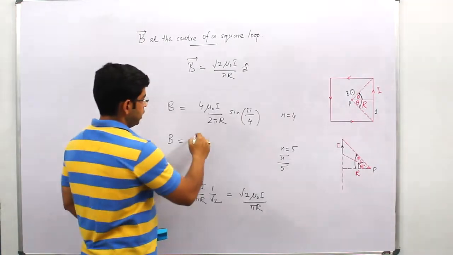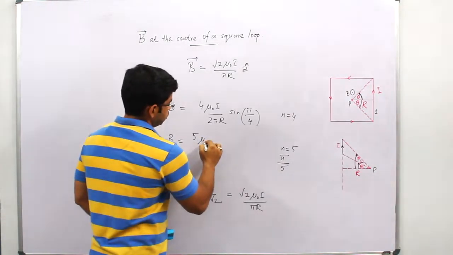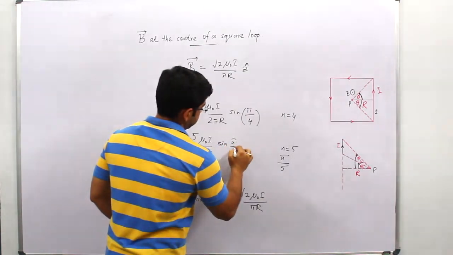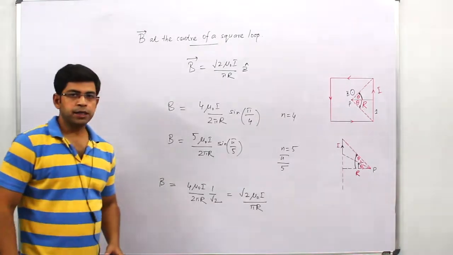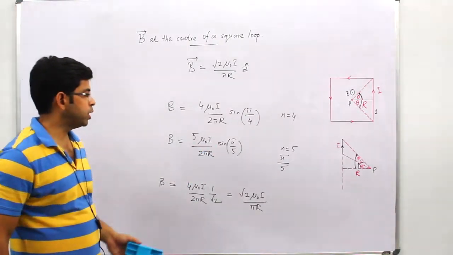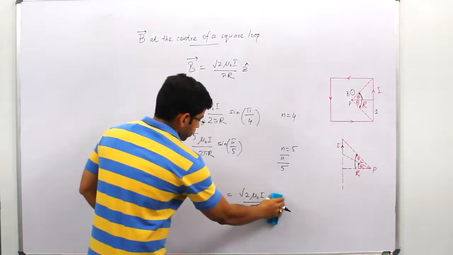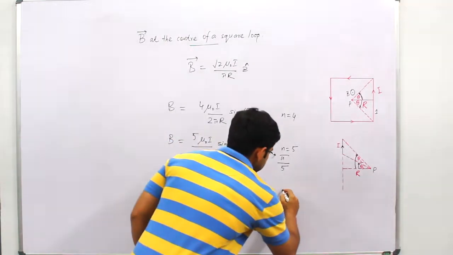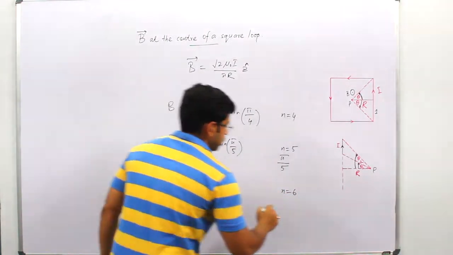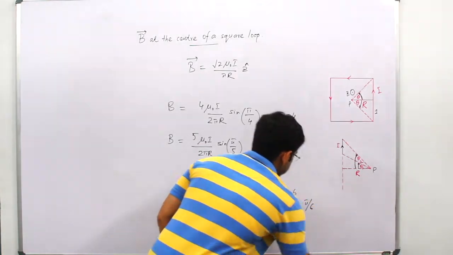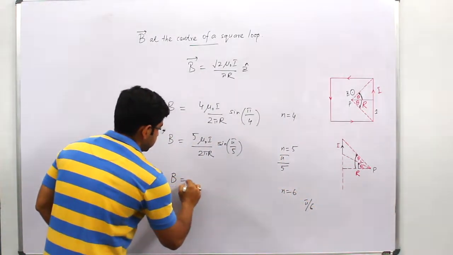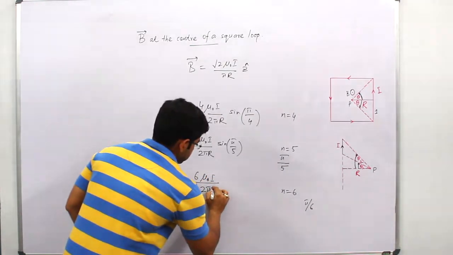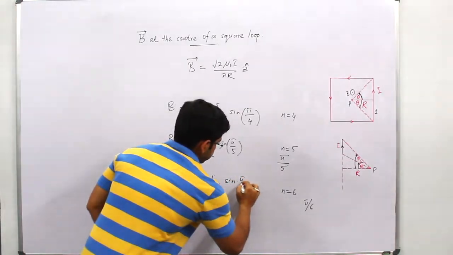So by analogy we can write the magnetic field here as mu 0 I by 2 pi r sine pi by 5. It is left to the viewers for a rigorous calculation of the pentagon, and you will find this particular expression for the magnetic field. Again, for a regular hexagon we will have n equals 6, and that particular angle will be pi by 6, and we will have the magnetic field as 6 mu 0 I by 2 pi r sine pi by 6.